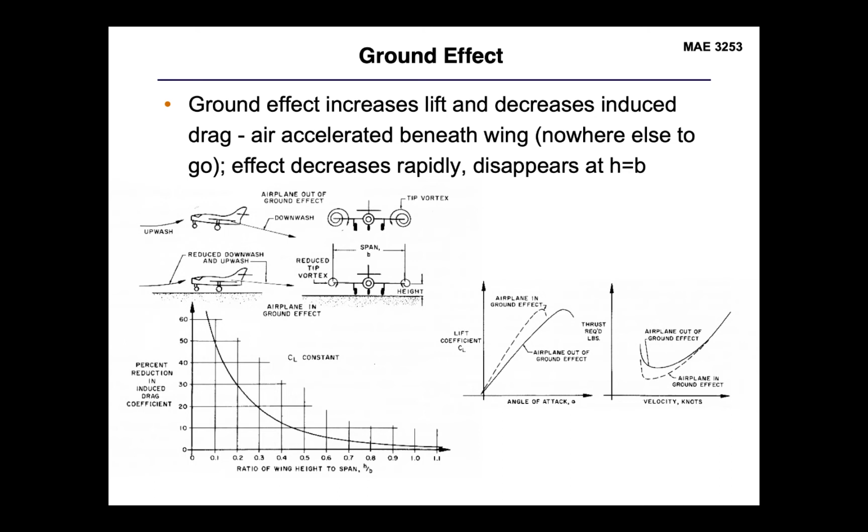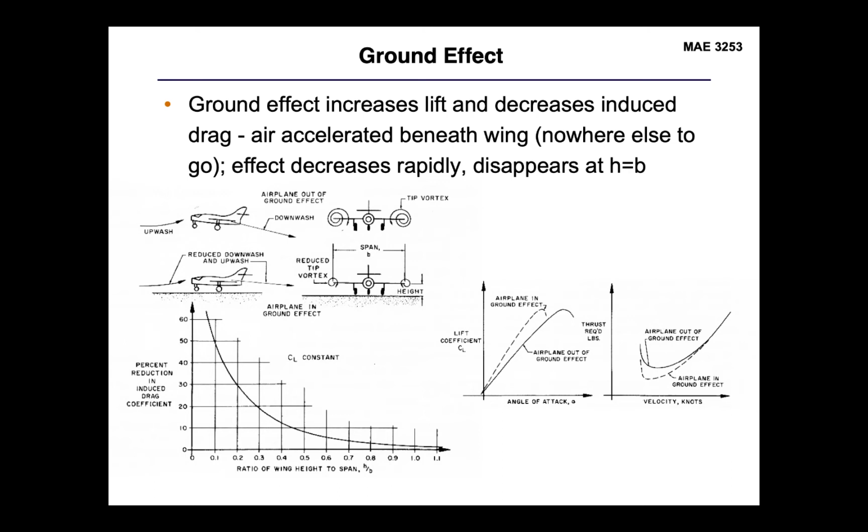So the ground effect has the impact of increasing our lift coefficient for a given angle of attack. So our wing is more efficient within this ground effect, but it also lowers our overall induced drag coefficient. So our aircraft is more efficient not only from producing lift, but also from producing drag, or a reduction in that overall drag coefficient.